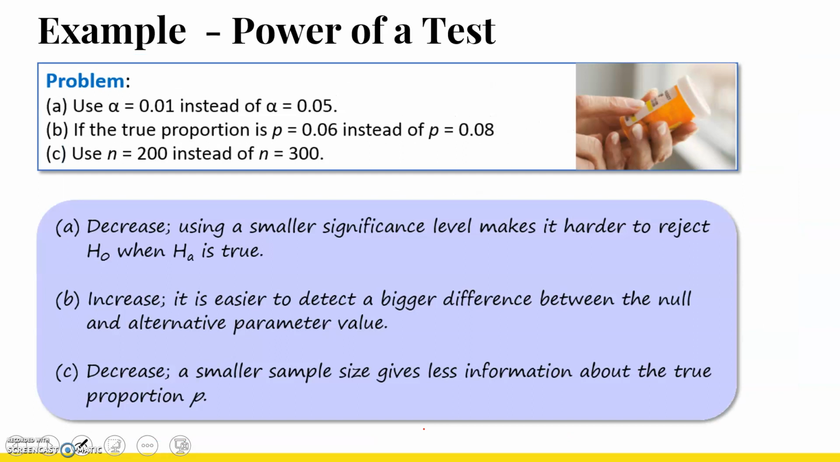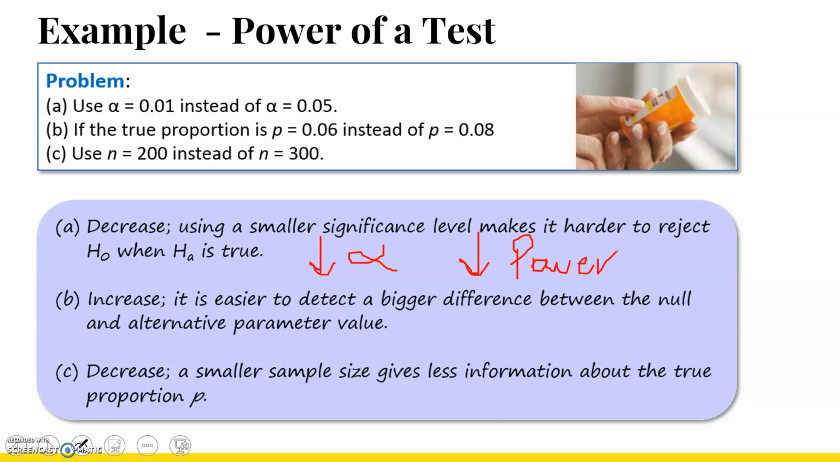So here, for part A, you are going to decrease your power, because when you decrease alpha, you decrease power. Using a smaller significance level makes it harder to reject the null when the alternative is true. When the alpha goes down, your power goes down.